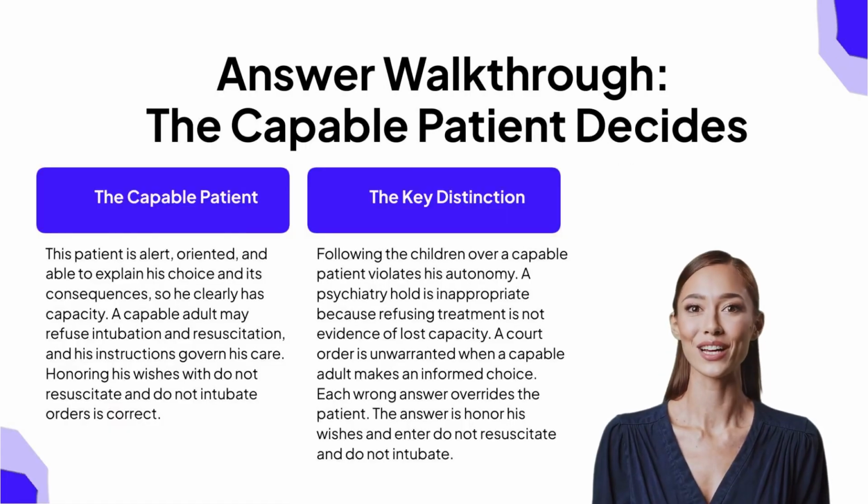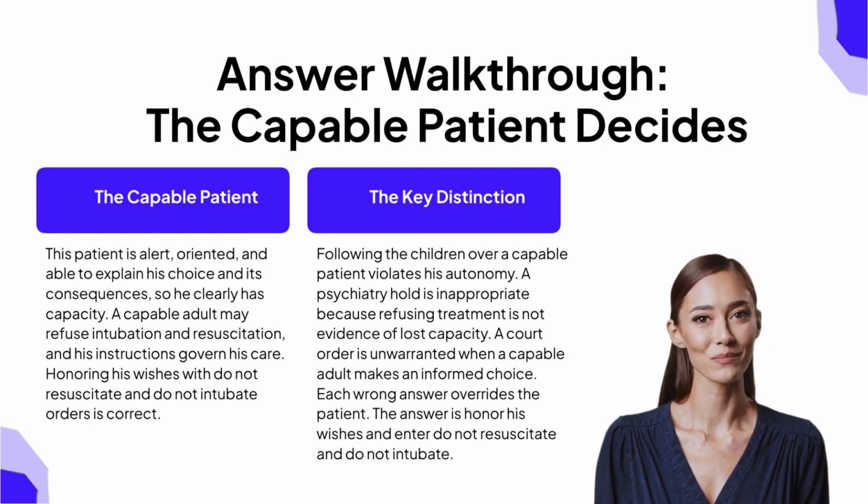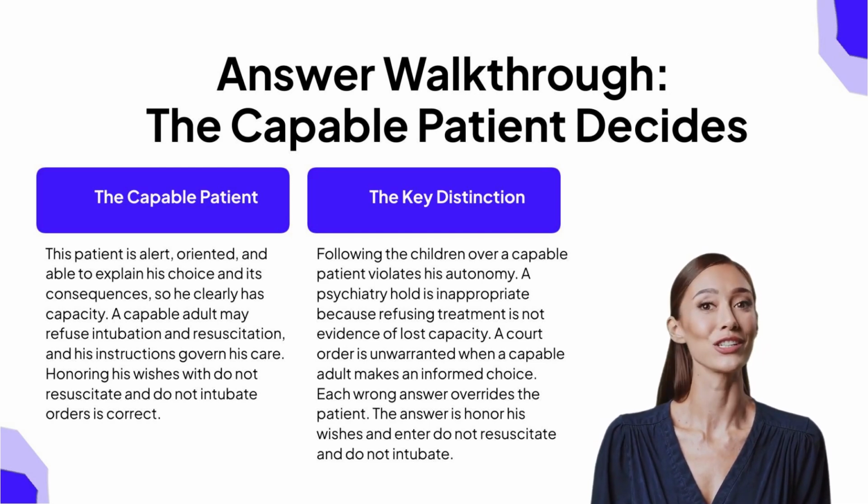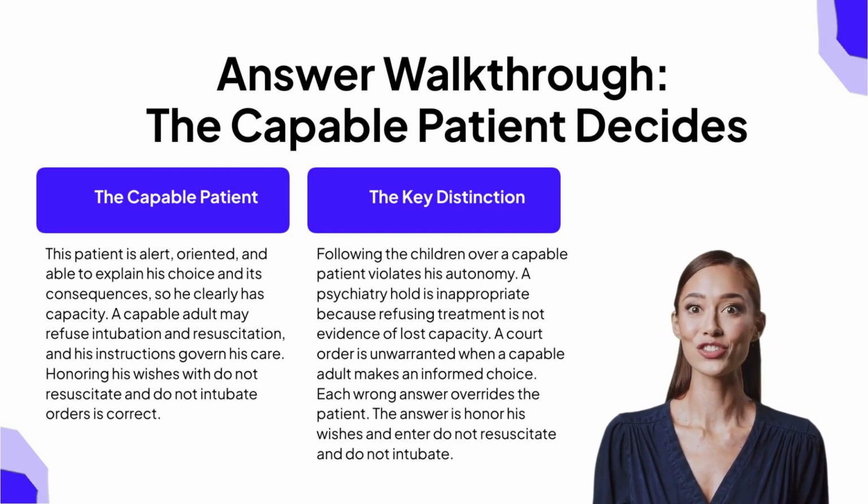Let us break down this answer. First, recognize the capable patient. He is alert, oriented, and able to explain both his choice and the fact that it may shorten his life, which is exactly what having capacity looks like. A capable adult is allowed to refuse intubation and resuscitation, and his own instructions control his care, so the correct step is to honor his wishes by entering "do not resuscitate" and "do not intubate" orders.